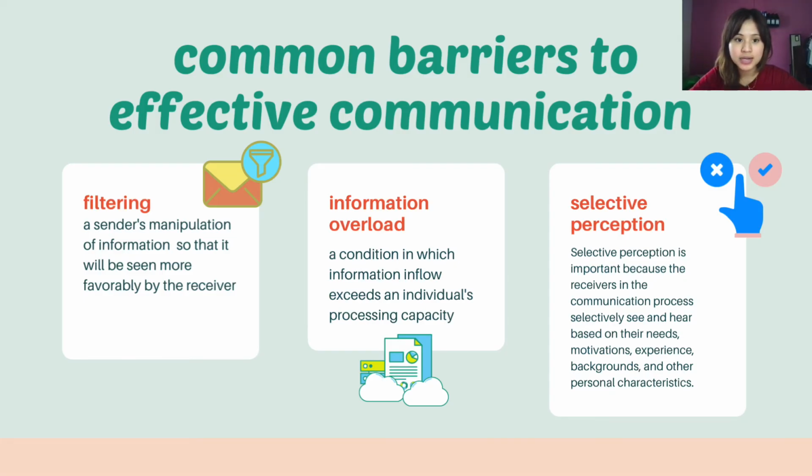There are many barriers to effective communication. The first one is filtering. Filtering refers to a sender's purposely manipulating information so it will be seen as more favorable by the receiver. For example, telling the boss what she wants to hear. The more levels in an organization structure, the more opportunities there are for filtering.